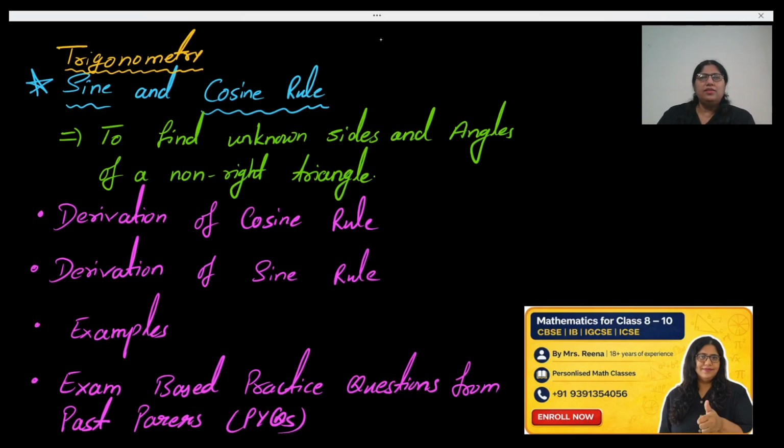So today we'll be taking the sine and cosine rule from our trigonometry topic. This is very useful when you are solving trigonometry or application-based questions from criteria D. Now, where do we use the sine and cosine rule? To find the unknown sides and angles of a non-right triangle.